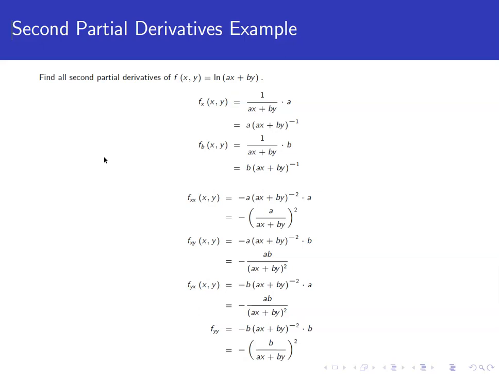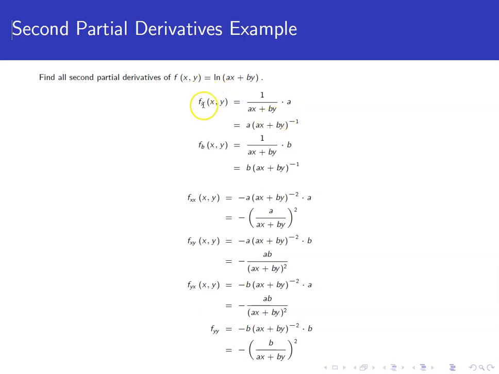Notice in this problem, it told us the function was f of x, y, so that's telling us that we're treating a and b as constants in this case. So we're not worried about taking partials with respect to a or with respect to b.